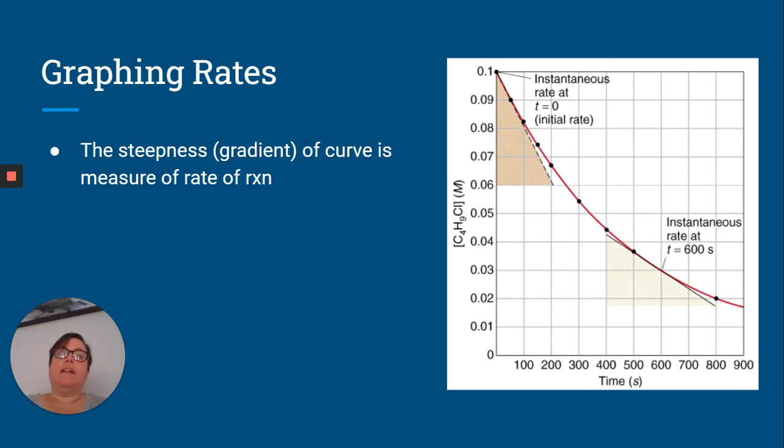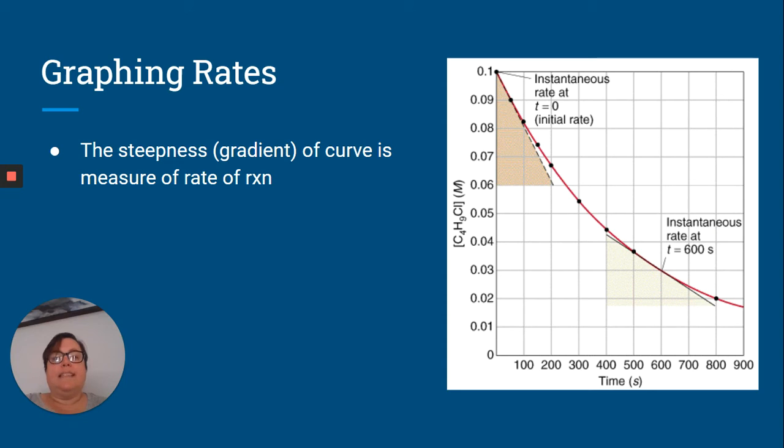If we were in class, we would do a lab and we would be able to graph the change in concentration over the change in time, and produce something that looks like this. From that graph, we can calculate the rate. The steepness or the gradient of the curve is what we're measuring when we measure the rate, because it's the change in concentration over the change in time.